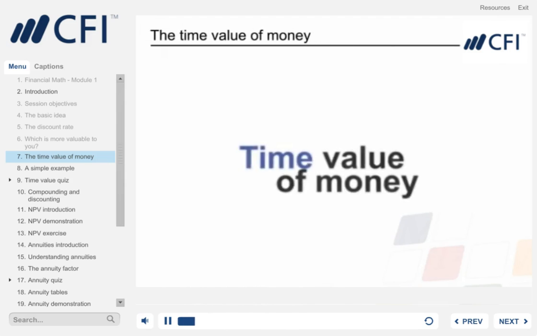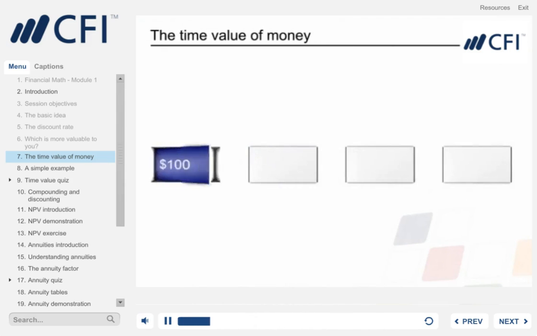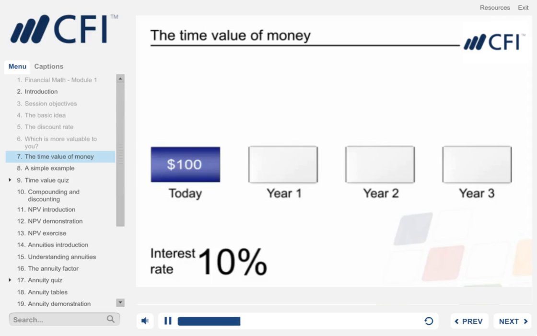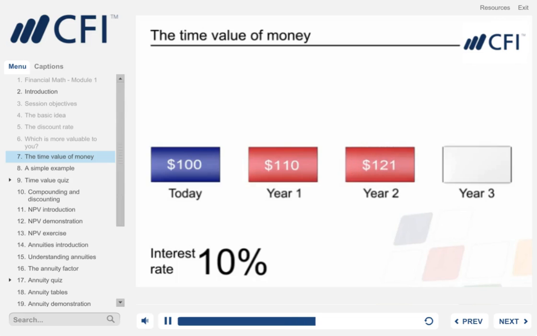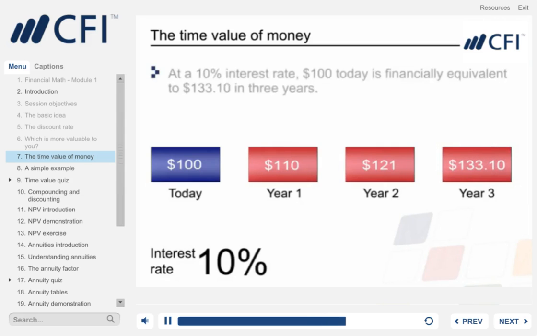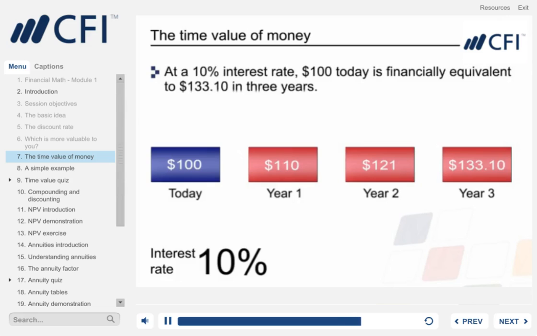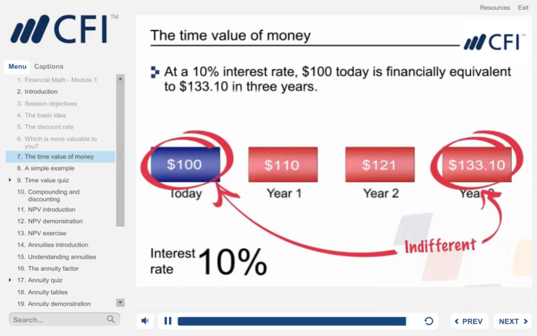A simple example will help illustrate this further. Let's say you had $100 today and you invest it for 3 years in a bank, receiving an interest rate of 10% every year. Interest is paid to you at the end of each year and you choose to leave this interest in the bank. After 1 year, you would have $110. After 2 years, you would have $121, and after 3 years, you would have $133.10. Another way to think about this is, if interest rates were 10%, it would be financially equivalent to you if you received $100 today or $133.10 in 3 years' time. They both have the same value to you today.